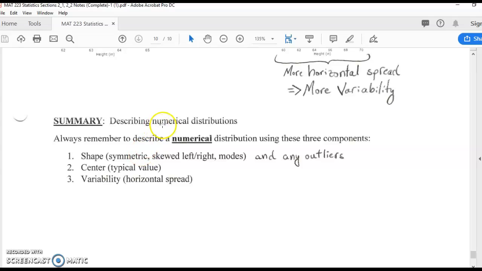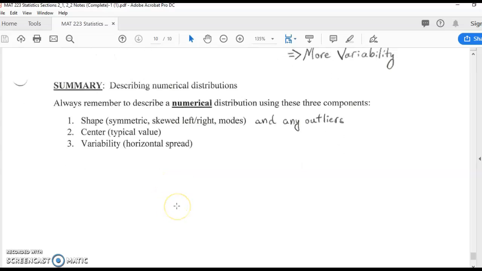Okay, so in summary, in describing numerical distributions, always remember to describe a numerical distribution using these three components. Shape, which means symmetric or skewed left or right, and modes, and also any outliers. The center, which is the typical value, which we try to find by seeing where the balance point is if we were pretending we were on a seesaw. And then the variability, what are the differences we see in the horizontal spread of the data. So shape, center, and spread is how I like to try to quickly remember it.